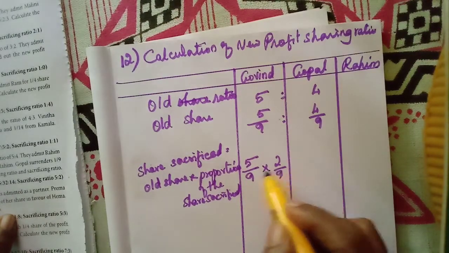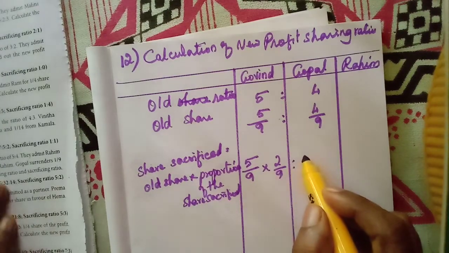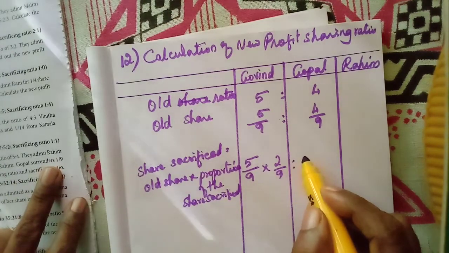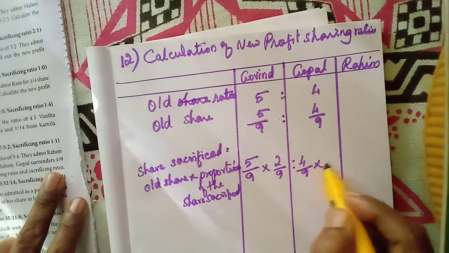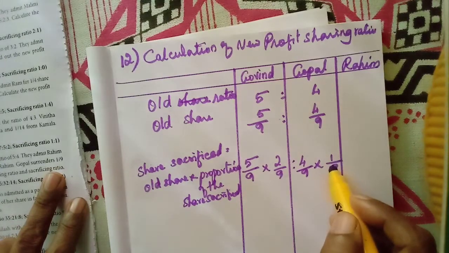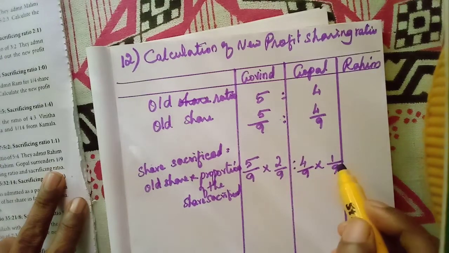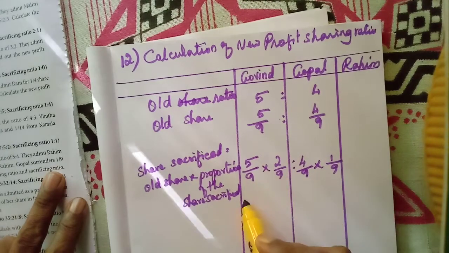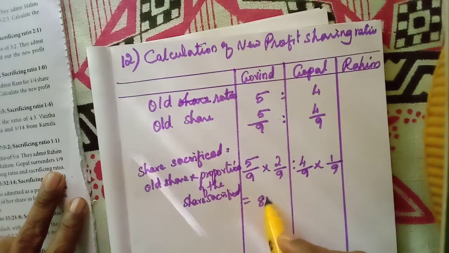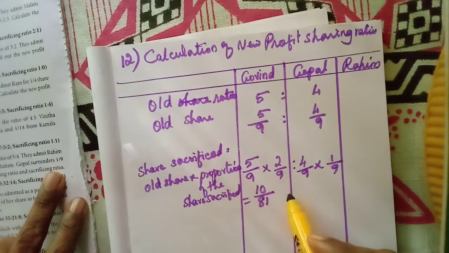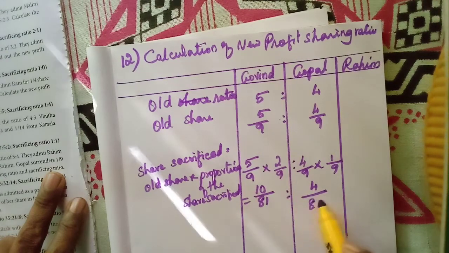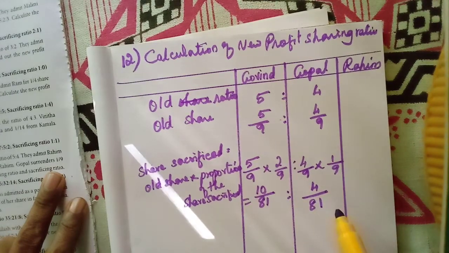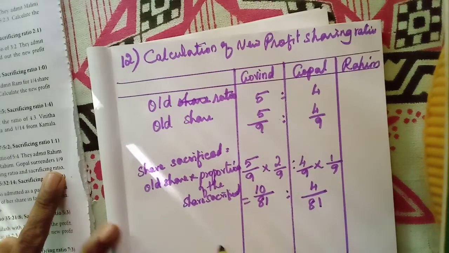Okay, 2/9 is 2. Here Gopal surrenders his old share 4/9 of 1/9 of his share. Now we have to multiply. 9 9s are 81, 2 5s are 10, 4 1s are 4, 9 9s are 81. Okay, this is the share sacrificed.